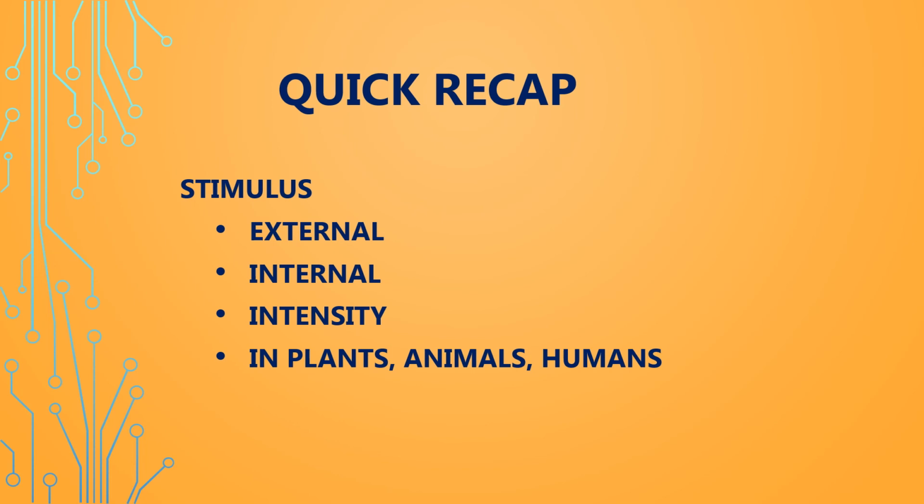Quick recap. What we have learned. We have learned the nature and the varieties of the stimulus. The stimulus can be external, it can be internal. And the intensity can be low or it can be high. Then the stimulus in plants, animals, and humans, and how they react or respond to the stimulus. We have learned these things.